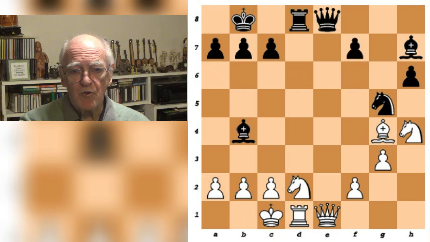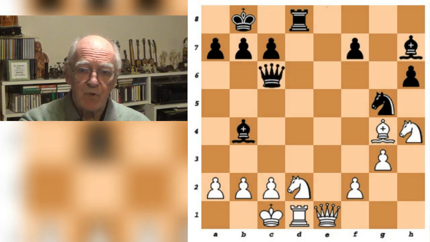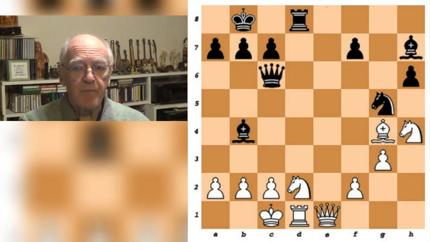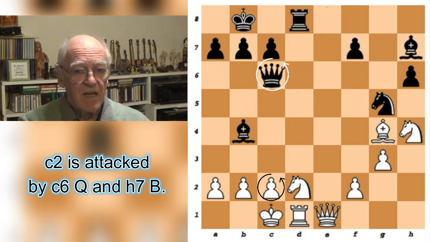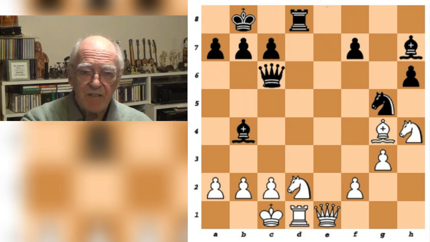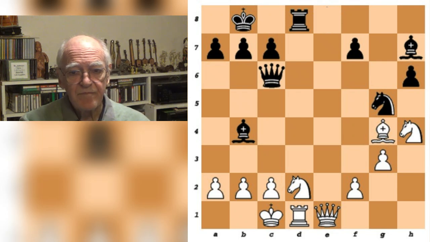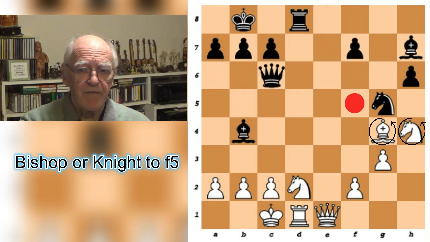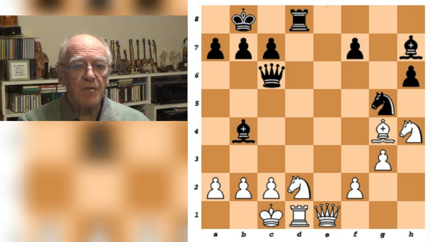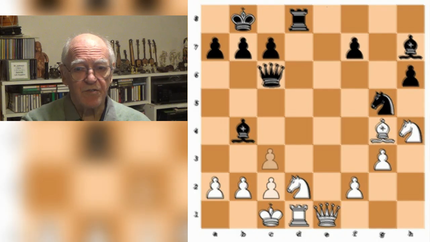Black does not want to exchange queens and plays queen a8 to c6. The white pawn on c3 is attacked twice, by the queen from c6 and by the bishop from h7. The pawn is only defended by the king. An extra defense is also not possible. The wisest thing is probably to play the bishop or the knight to f5, so that the bishop on h7 is blocked. However, white plays his pawn to c3.